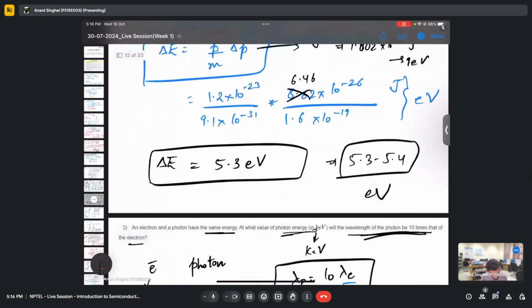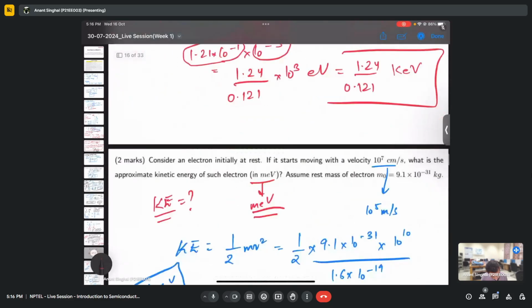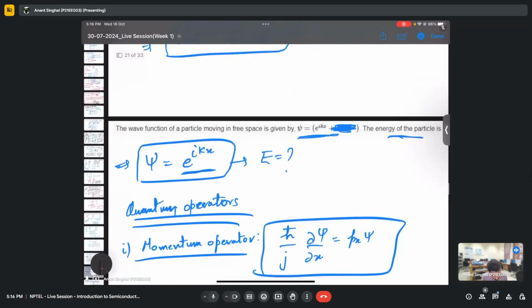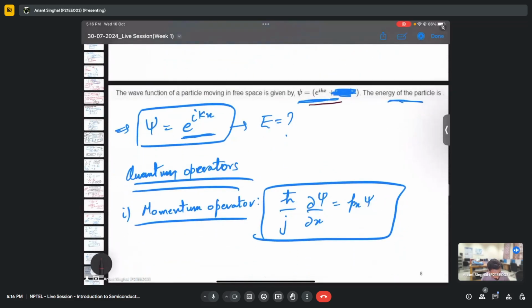These were some of the problems. I'm skipping these because they are not very important and are quite straightforward. This was the momentum operator that I was asking about, and we had certain problems asking for the energy.